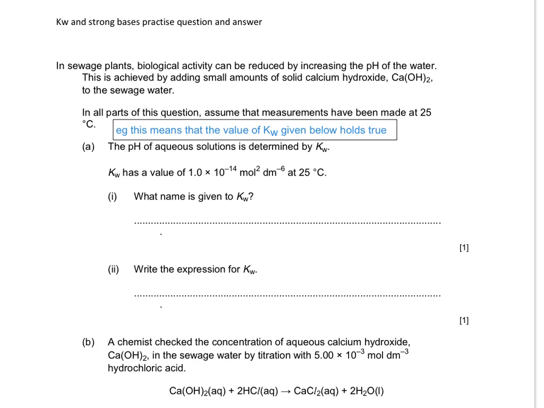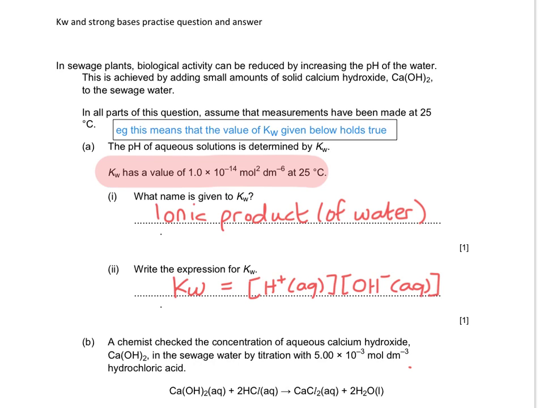So the reason it tells you that you can assume that measurements are being made at 25 degrees centigrade is that the kW value that they give you in the question, which I've just highlighted for you, holds true, and therefore you can use that value in your calculations. So the first two parts of the question in part A are pretty easy. Obviously by now you should know that kW is the ionic product of water, and the expression that we use for it is the concentration of hydrogen ions multiplied by the concentration of hydroxide ions.